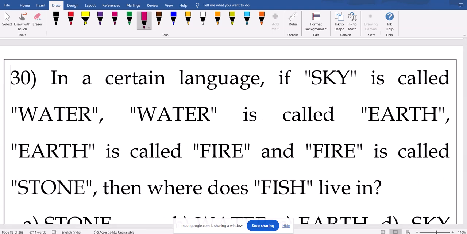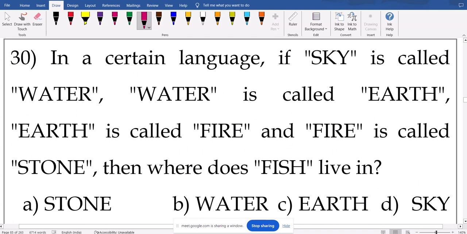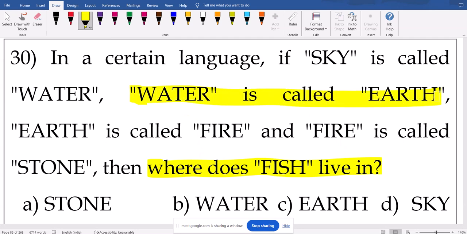Now, substitution coding related. For these types of questions, don't read the entire passage initially. Read the last line. What's the last line in the question? Where does a fish live? Water. But in the question, water is called something else. So your answer should be here. No need to extend that.